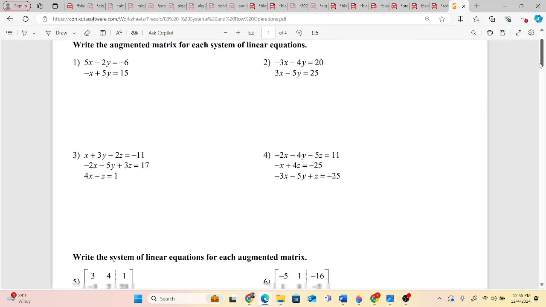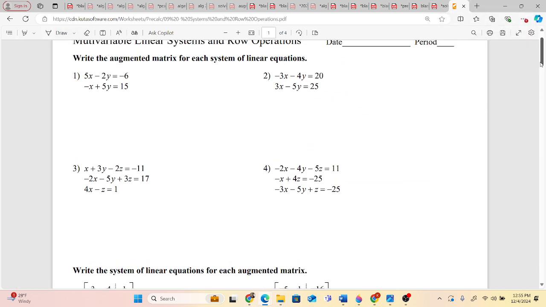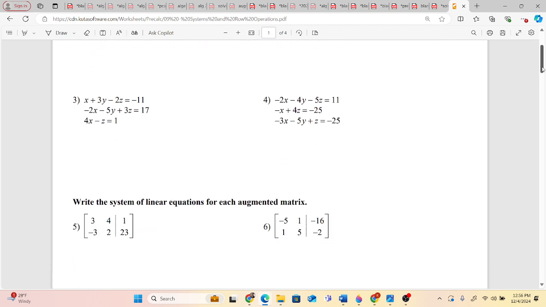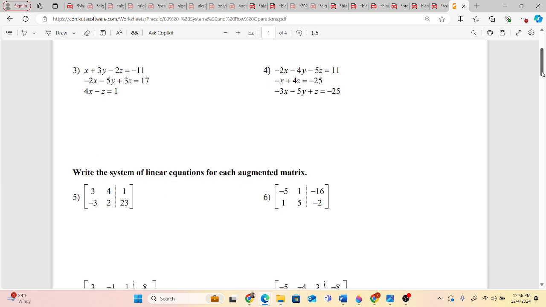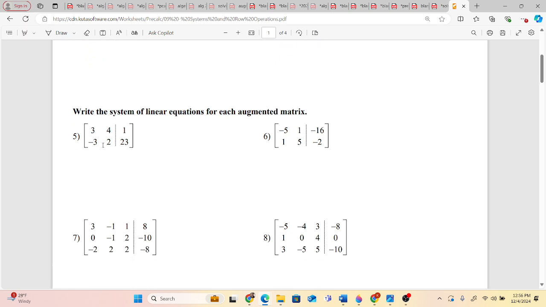So let's knock this out. I'm going to write the augmented matrix form for the system and write a system of linear equations for the augmented form. Well, let's do that first. I've got two rows. So that means two variables. I'm dealing with X and Y.